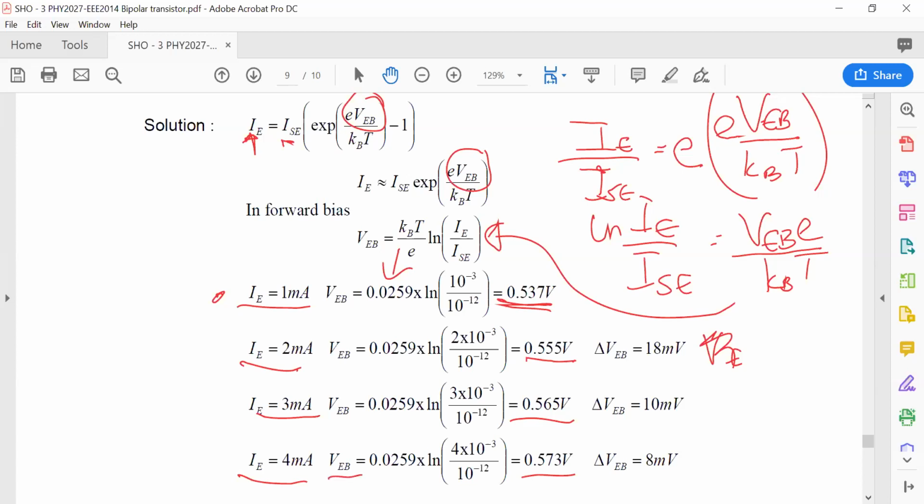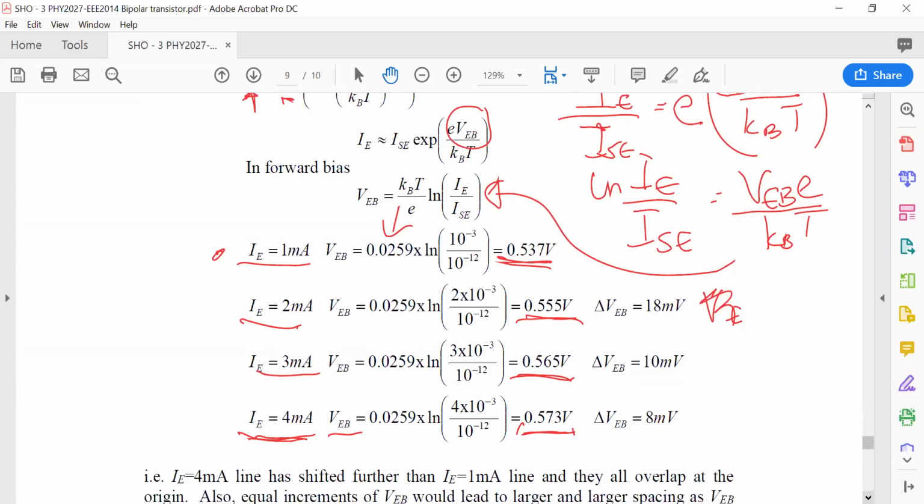If you want to plot IC as a function of VCE, you're going to have to increase the voltage along the x-axis by these magnitudes, which is the VEB value, and you're going to have to shift it more for larger current values. So the shift in the voltage is larger, for example, for 4 milliamps than it is for 1 milliamp. What you'll also see is that they're going to overlie at the origin, where the voltage across the transistor is 0.